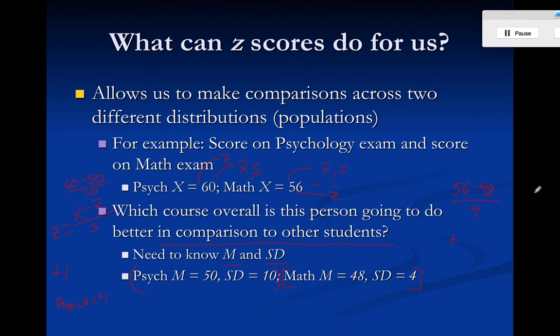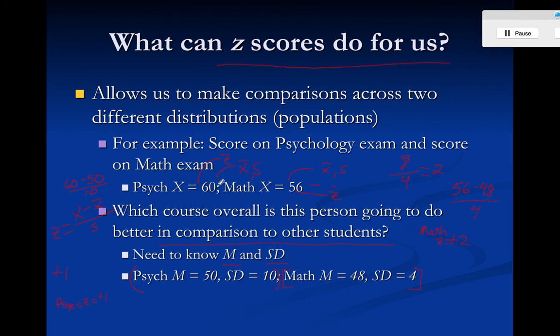So 56 minus 48 gives me a value of 8. Divide that by 4 gives me a value of 2. So I know now that my z-score for math is equal to a value of 2, positive 2. Okay, so now, in which class are you doing better in comparison to everyone else? That's what the z-score is going to answer for me. So in which of the two exams am I performing better?